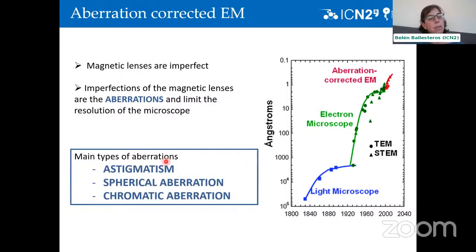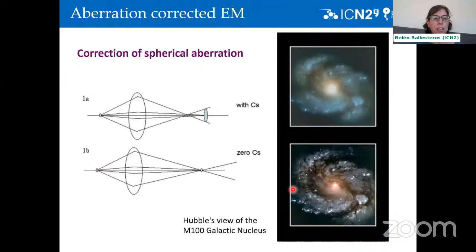Astigmatism is quite easy to correct, so you can do it in any electron microscope. But recently, like 20 years ago, spherical aberration correctors were developed, and this has been a huge improvement in the resolution. There are also chromatic aberration correctors, but these are not so common. So I will tell you about spherical aberration correctors. What do they do?